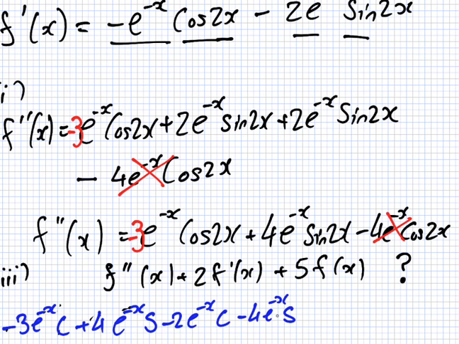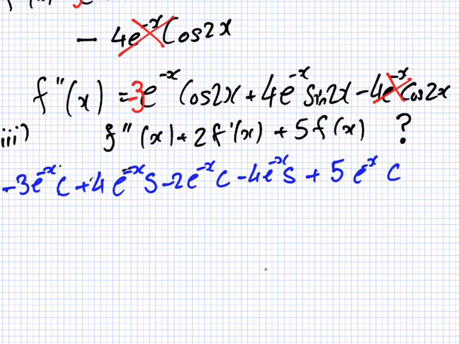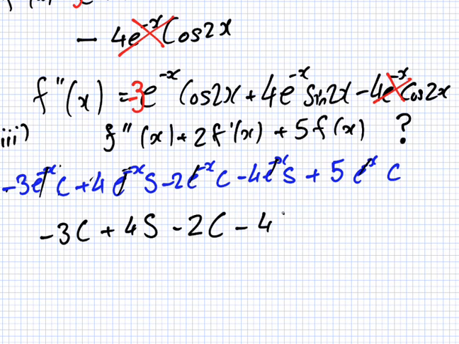And then what's at the end? Plus 5 times the original: plus 5 times e^(-x) cos 2x. So let's see what we get here if we simplify. You notice that there's an e^(-x) in everything, so I can divide e^(-x) from everything. So I'm left with minus 3 cos 2x plus 4 sin 2x minus 2 cos 2x minus 4 sin 2x plus 5 cos 2x.